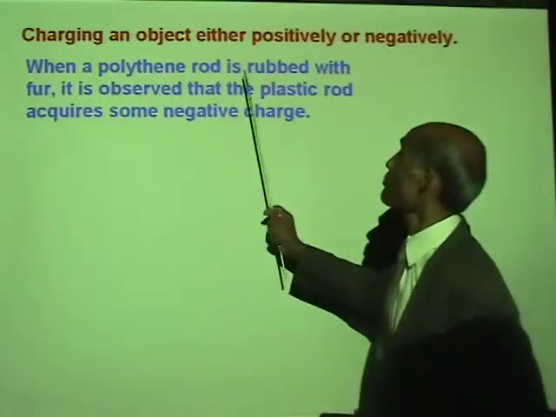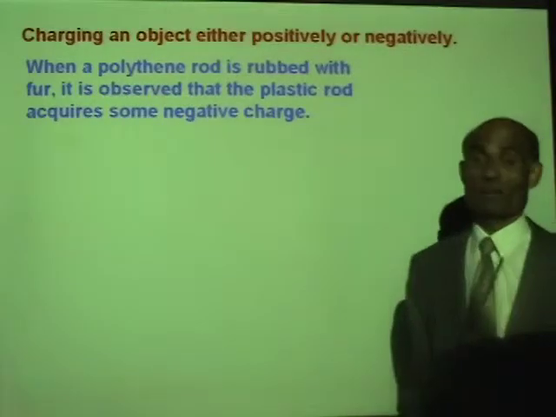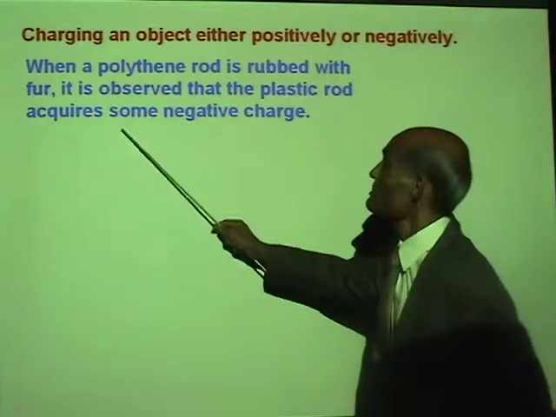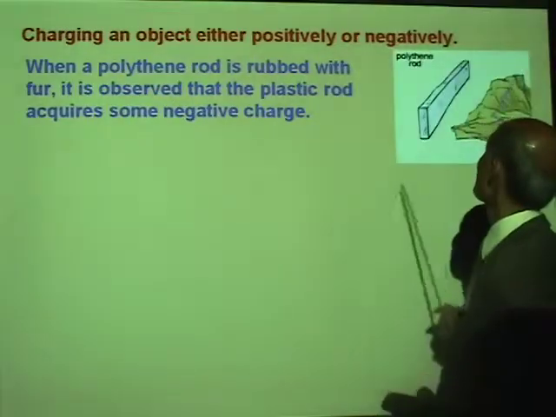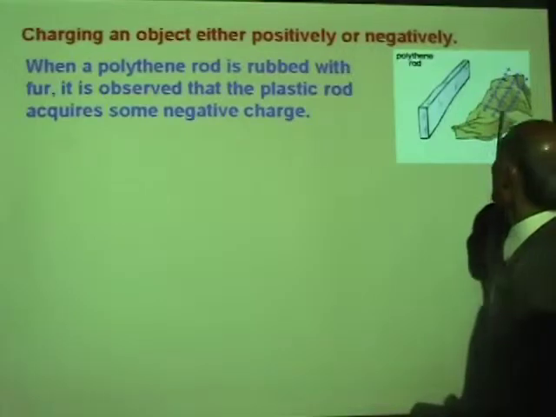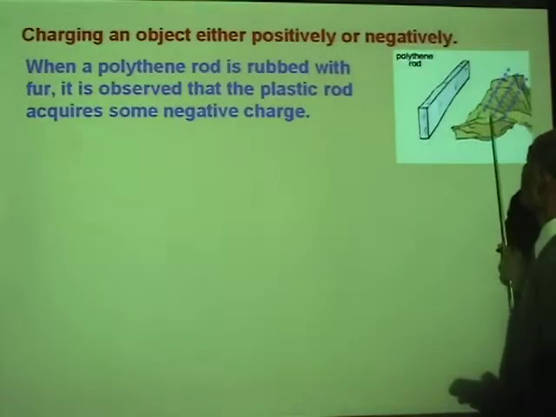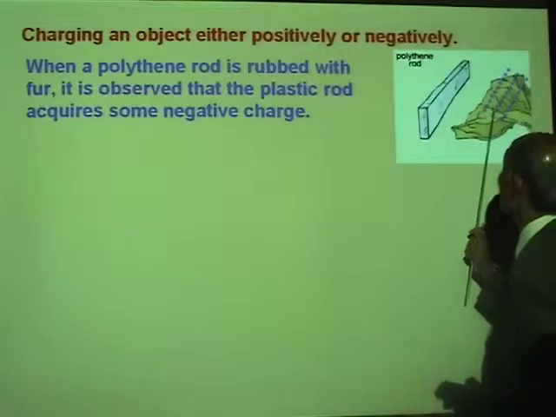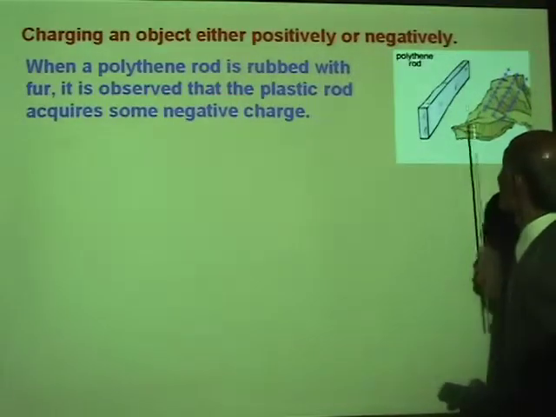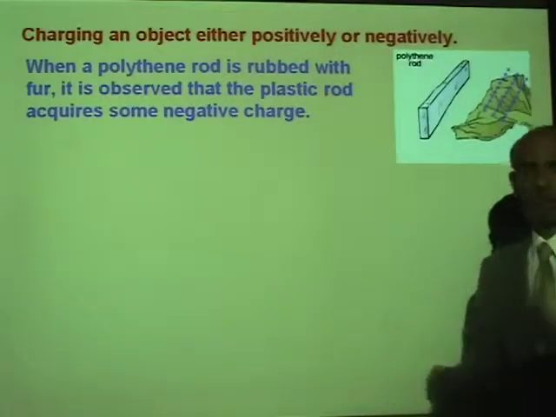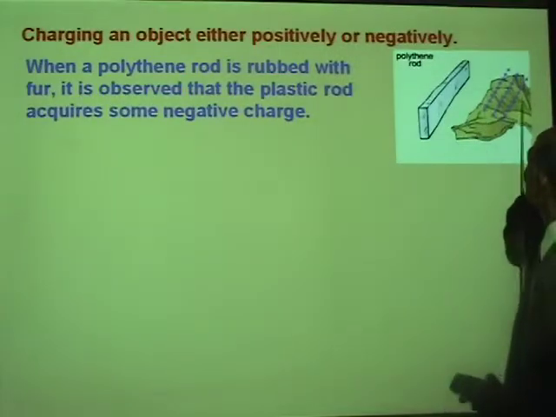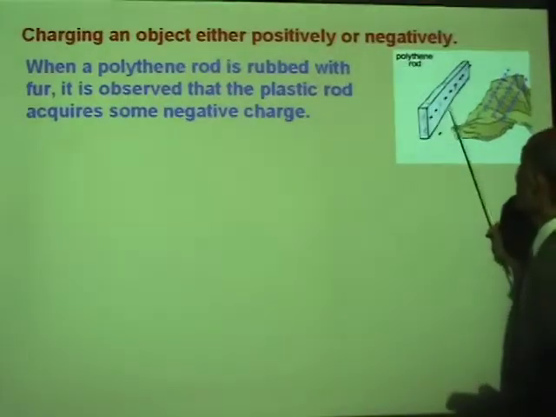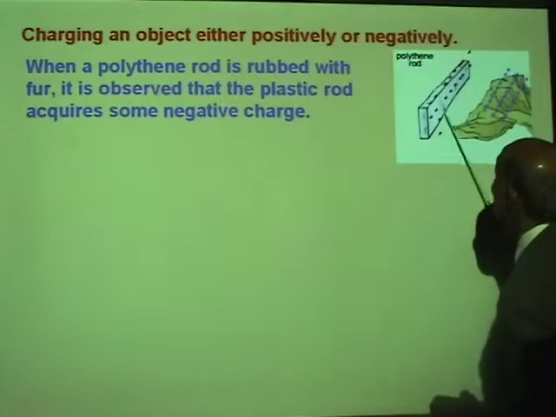When a polythene rod is rubbed with fur. Well, that's what I just showed you. It is observed that the plastic rod acquires some negative charge. Well, what happened is, this is my piece of fur. So, a good number of electrons have been removed from the piece of fur or wool. Both will do the same thing, a piece of wool. That means the wool is now positively charged and the plastic strip is now negatively charged.